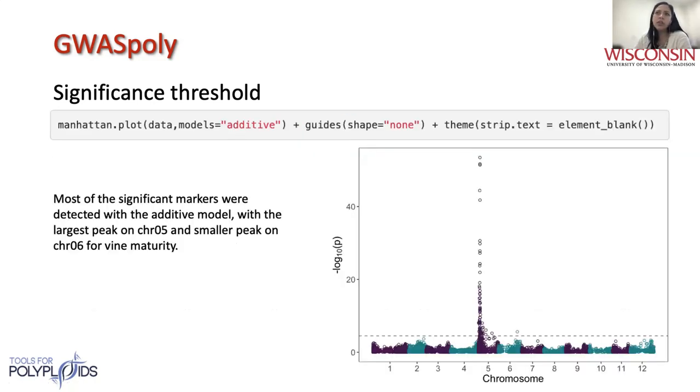So then the next function, the Manhattan plot function, will allow us to see these Manhattan plots. Here you can determine which model you want to look at, because by default, if you are evaluating more than one model, all the models will be plotted together. But it also allows you to plot them separately.